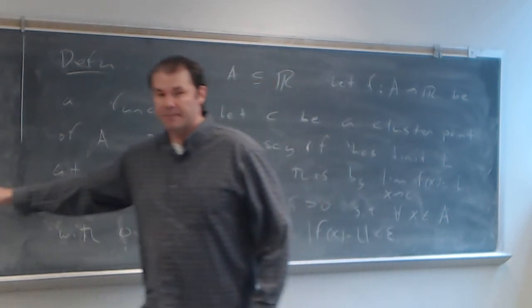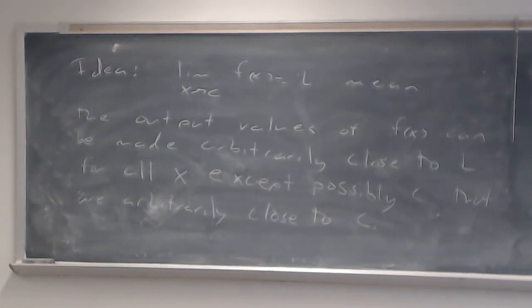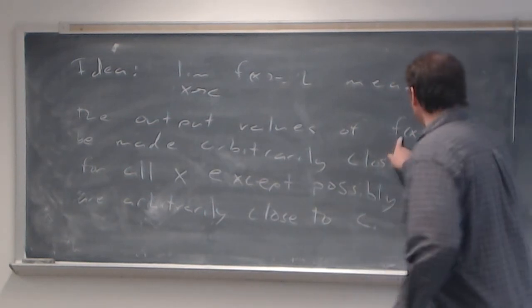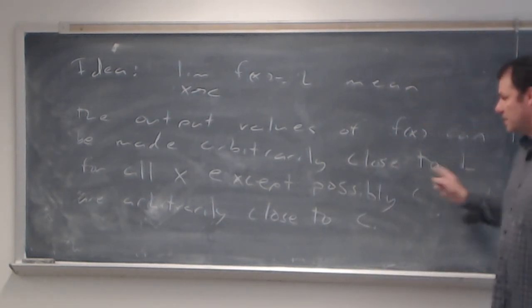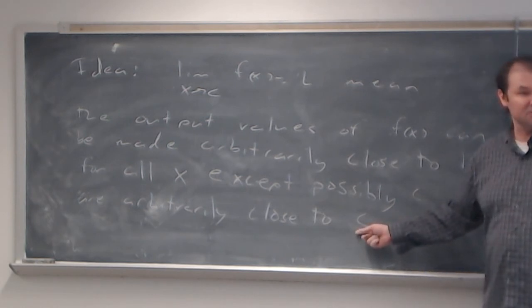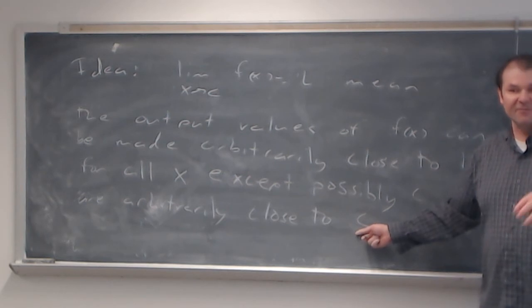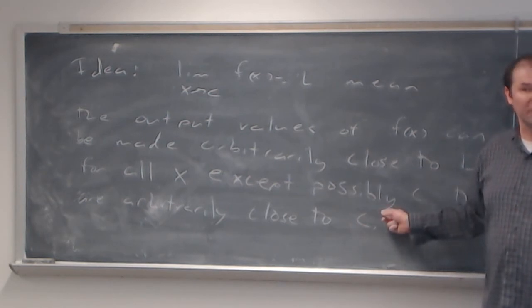So that's why we have this idea being captured that we want to make the output values be really close to L within epsilon distance. We can do that as long as we let the x values be really close to c within delta units, for any of them except for c itself. We don't worry about c itself.